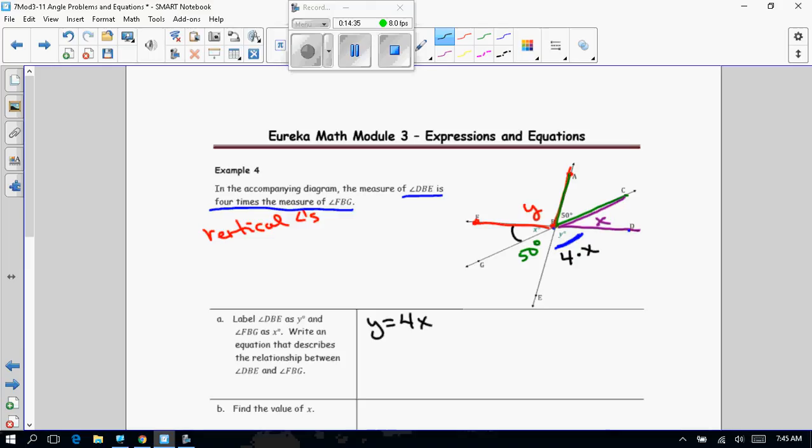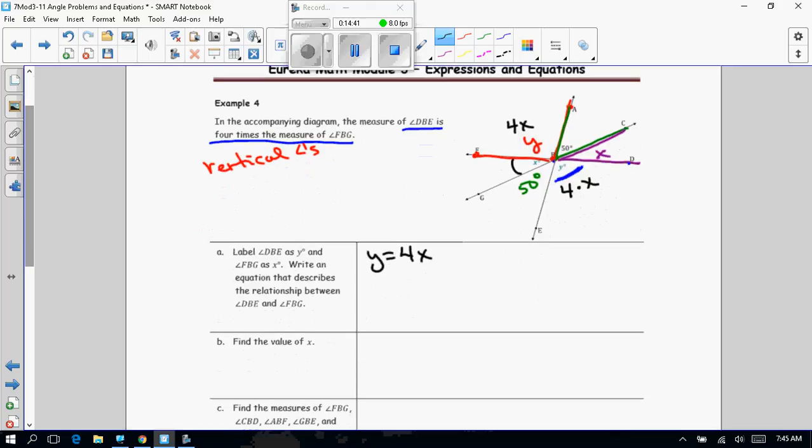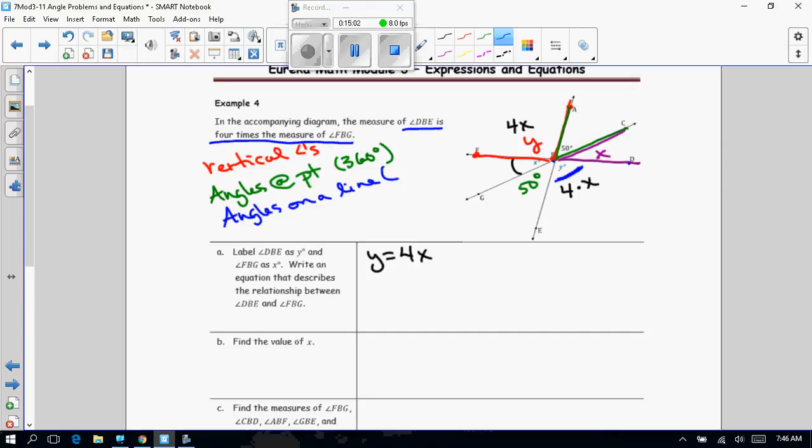Well, where else do I see a Y? I see it over here. It says 4X. So does that maybe help me put this all together? Sure. So if you see angles at a point, you're going to add all of these up and equal it to 360 degrees. Go for it. If you see angles on a line, you're going to take the ones that you know make up a line and add it to 180 degrees.